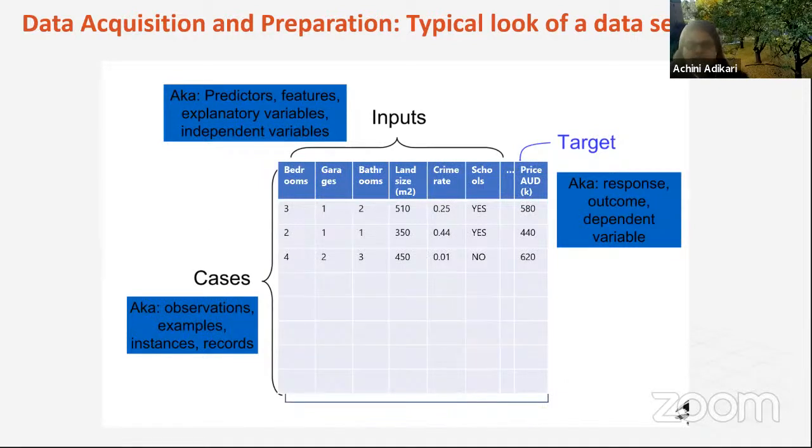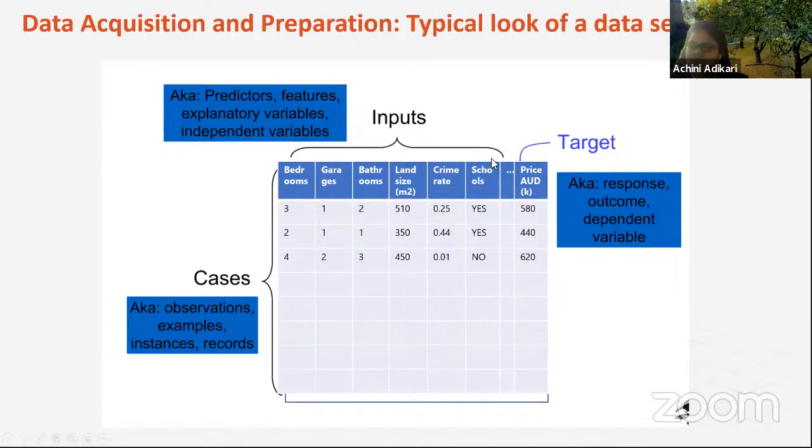So this is an example. I'll explain using this so it's more meaningful for you. Say our use case is to predict the house price, right? So the target is the price in dollars here, and inputs are the features of that house. We have the number of bedrooms, number of garages, number of bathrooms, land size, crime rate in the area, and whether there are schools nearby or not, right? All these things impact the price of a house.